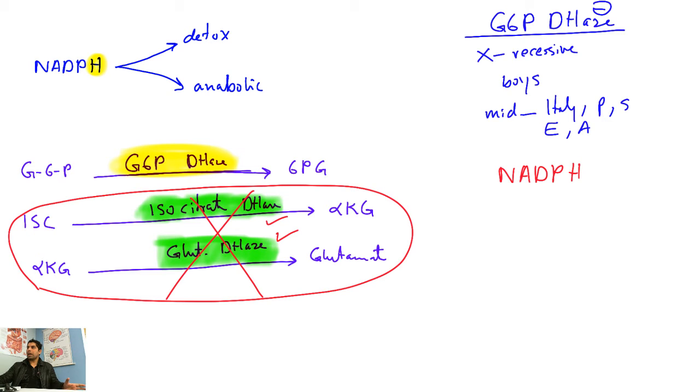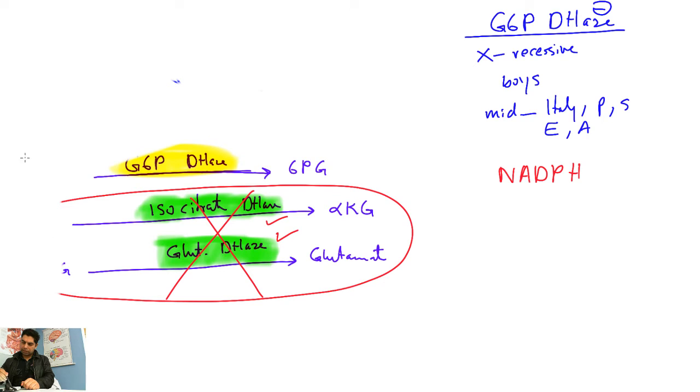Other cells will not have this problem. Only RBCs would. Now guess what? If RBCs are unable to produce NADPH, who cares? The only thing is they cannot prevent free radical damage. So now let's move on. I hope you understood this part, okay?